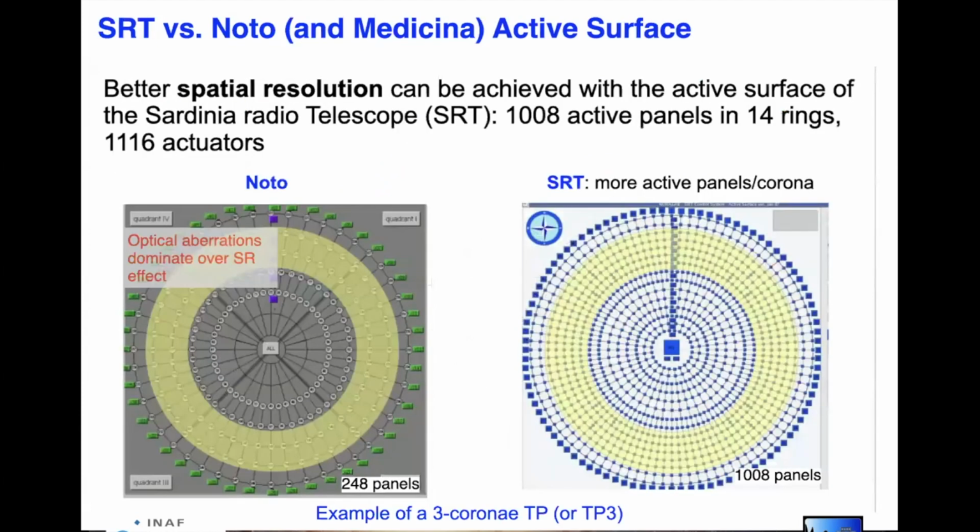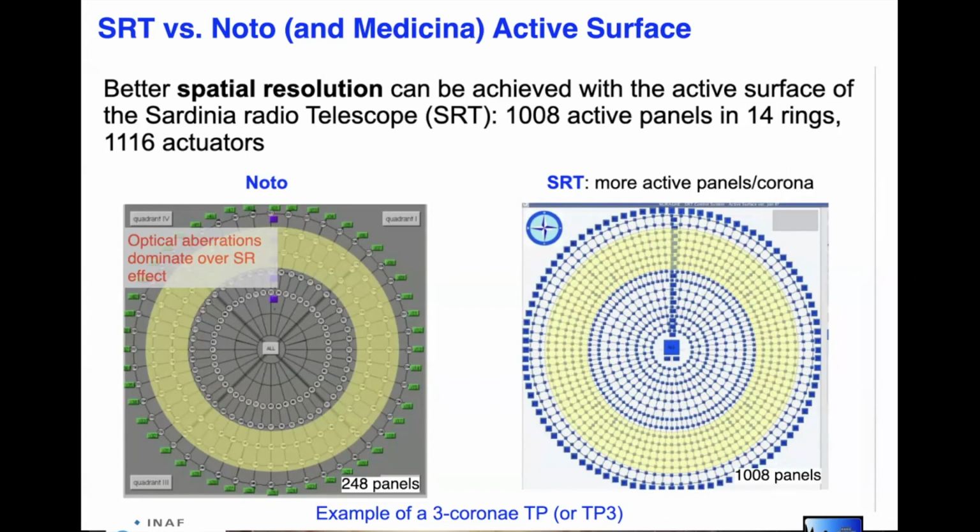So the question is whether these unwanted aberrations are enough to basically vanish the super resolution effect. And the answer is both yes and no. It is yes in the case of the Noto active surface, but no, it works for the SRT. The reason is shown here.